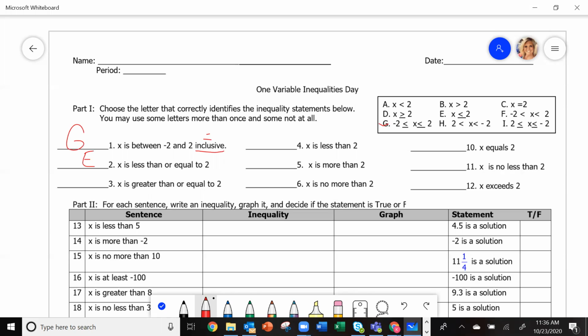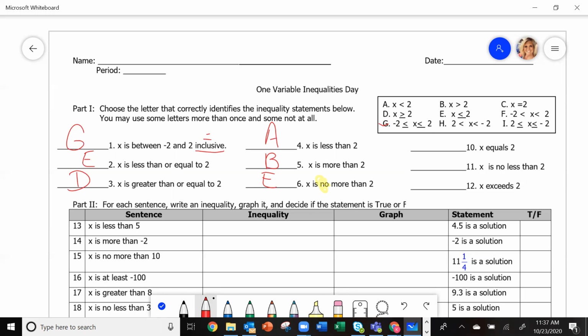Number 3, X is greater than or equal to. Greater than or equal to is D. Number 4, X is less than 2. Less than 2, that's A. Number 5, X is more than 2. You should have gotten B. X is no more than 2. That would be E. No more than, that's the same as saying less than or equal to. Remember that no means it's the opposite.